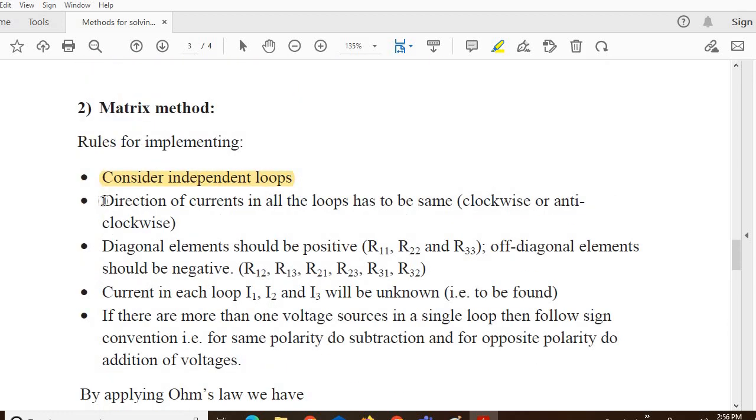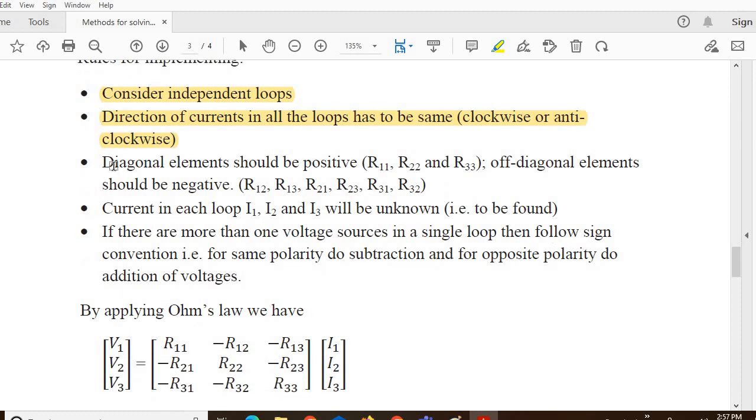Second rule is that the direction of currents in all the loops has to be the same, either clockwise or anti-clockwise. If for one loop you take clockwise and for the other two loops you take anti-clockwise, it will not work for this particular method. So either you take all the loops in clockwise or all the loops in anti-clockwise direction.